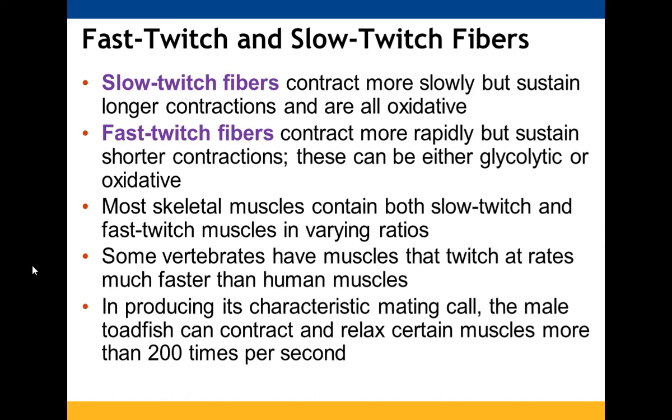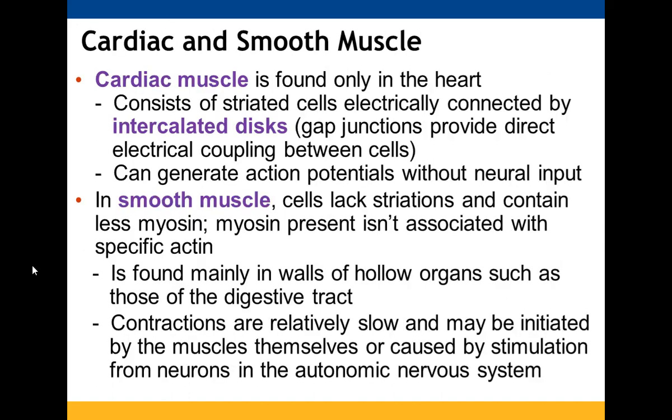Some vertebrates will have muscles that twitch at rates a lot faster than humans. They can move faster than us. The male toadfish, we saw a picture of him on the previous slide, to produce his characteristic mating call, will contract and relax muscles more than 200 times per second.